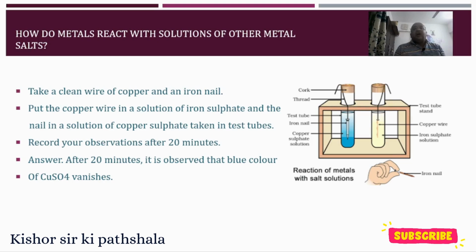Then let's see how metals react with solutions of other metal salts. Here we are taking a metal salt and a metal, and we are seeing how they react. We are taking a clean wire of copper and an iron nail.